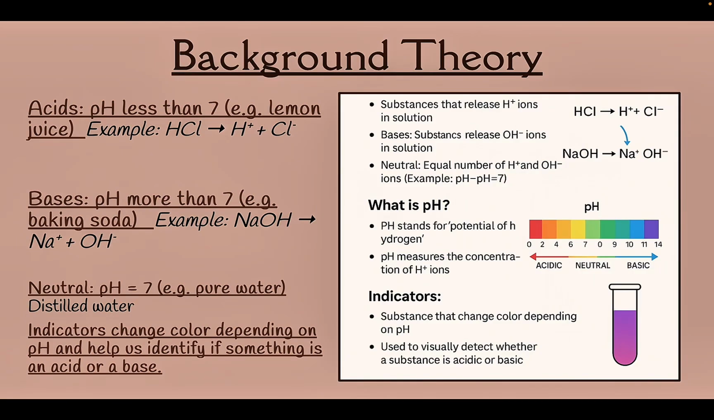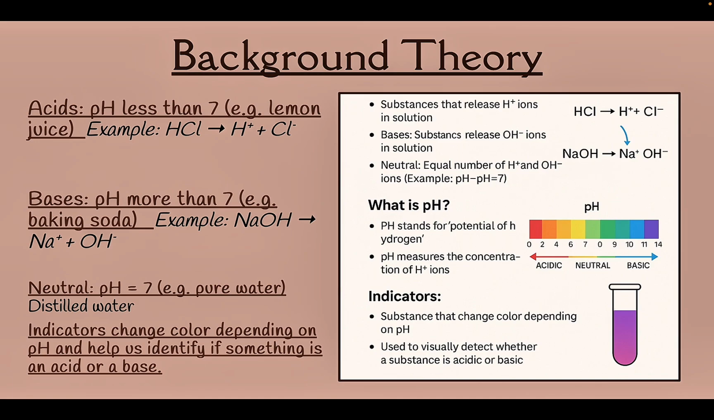What's the background theory behind acids and bases? So acids have a pH less than 7. An example is lemon juice or vinegar. And the chemical reaction is HCl is broken down into H+ and Cl- ions. What about bases? So it's pH more than 7. For example, baking soda. An example of this chemical reaction is NaOH breaks down into Na+ and OH-. So yeah.